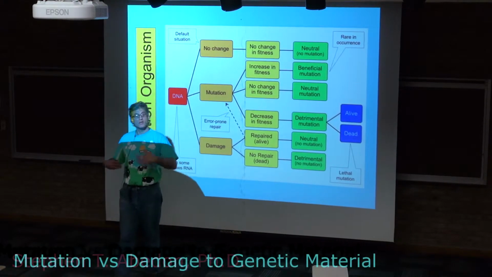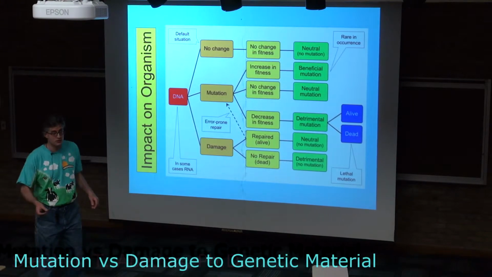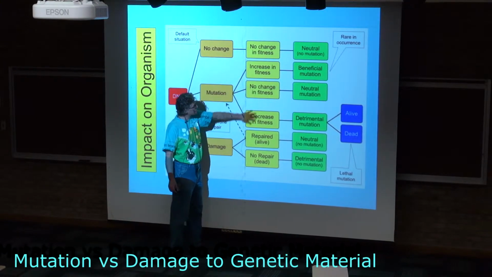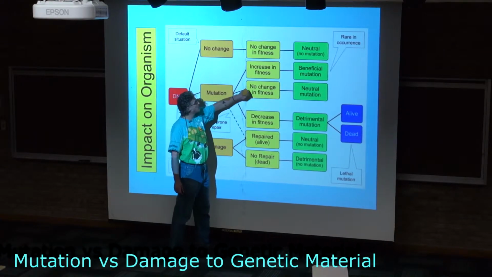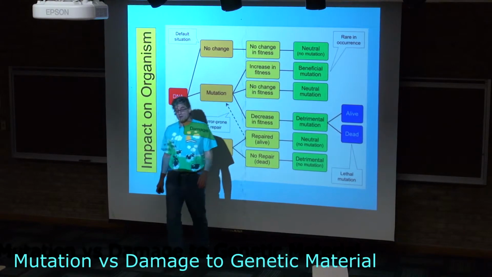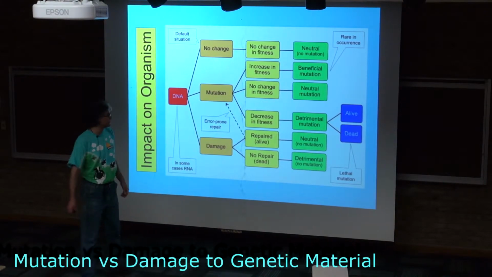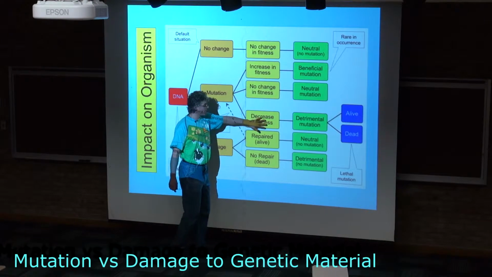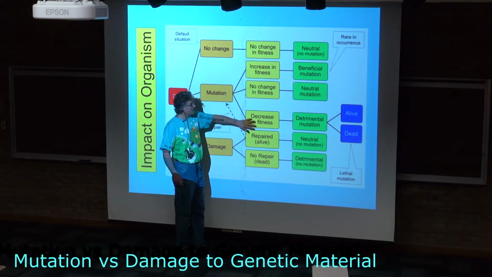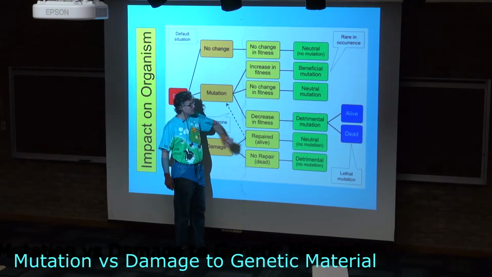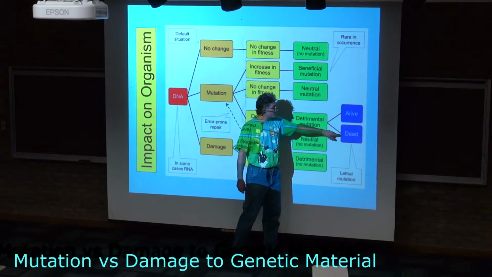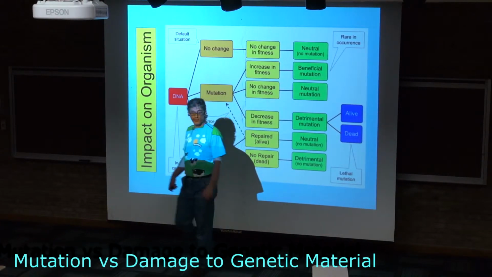So a mutation is a change in the sequence of nucleotides, and we can divide these changes into three categories. You could have changes that have the effect of modifying the functioning of the organism in such a way that it's not good, it results in a reduced functionality. That is described as a decrease in fitness. This would be described as a detrimental mutation.